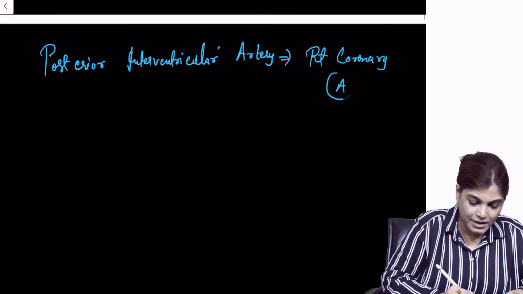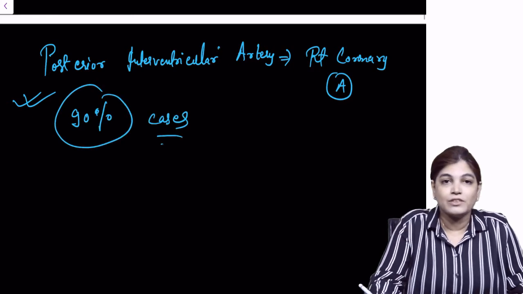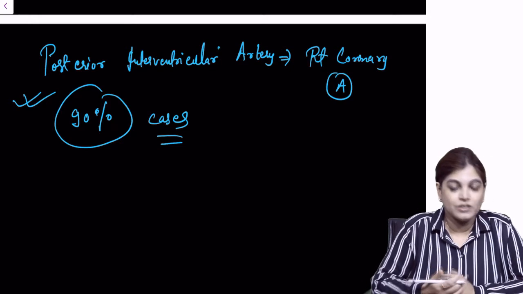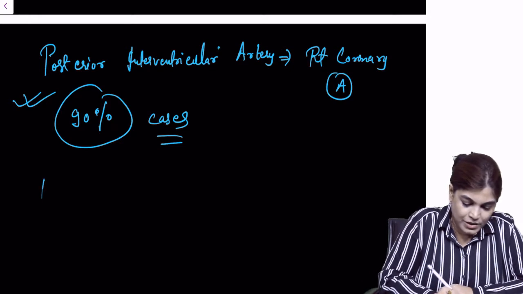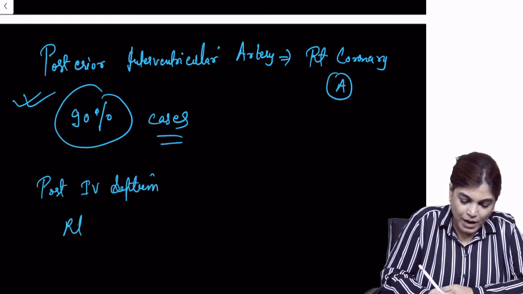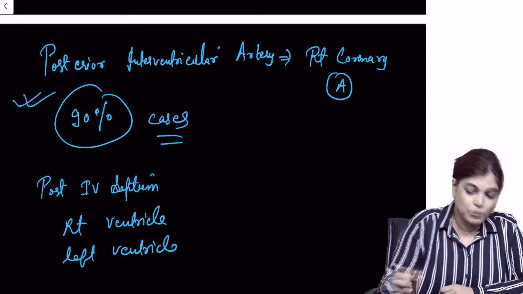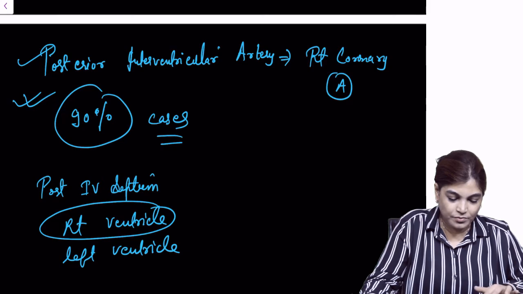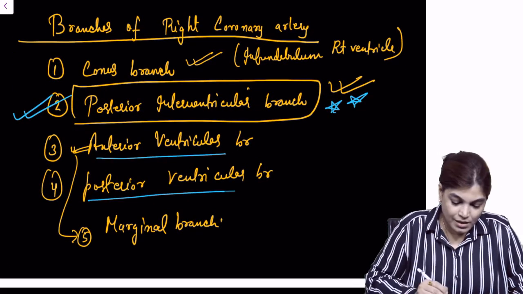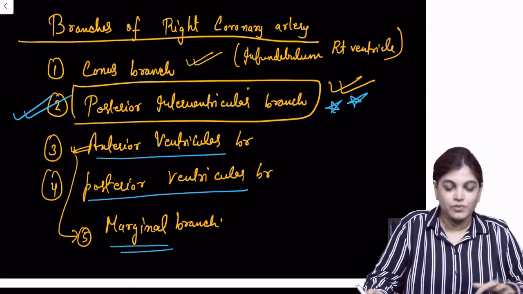That means the right part of the heart is dominant. In 90% of cases there is right dominance of the heart, because the posterior interventricular artery is a branch of the right coronary artery. It is supplying the posterior interventricular septum and the major part of the right ventricle, and also contributes to part of the left ventricle. But the major chunk of the right ventricle gets blood supply from the posterior interventricular artery. So, anterior ventricular and posterior ventricular are supplying the right ventricle. The marginal branch is also giving blood supply to the right ventricle. So, these are the branches of the right coronary artery.